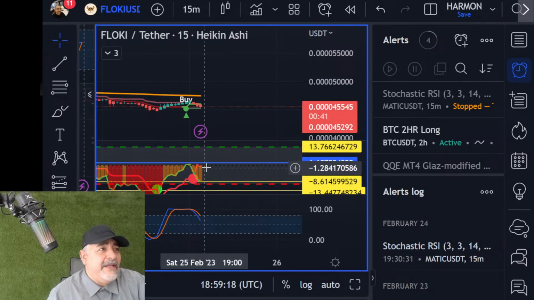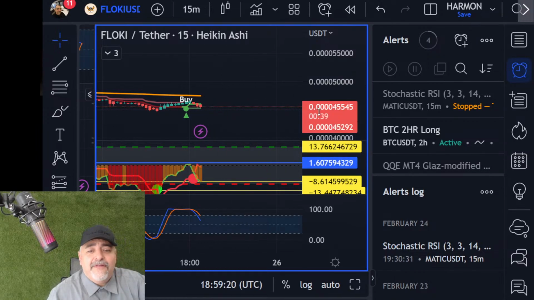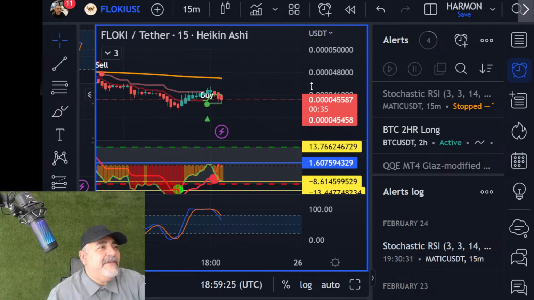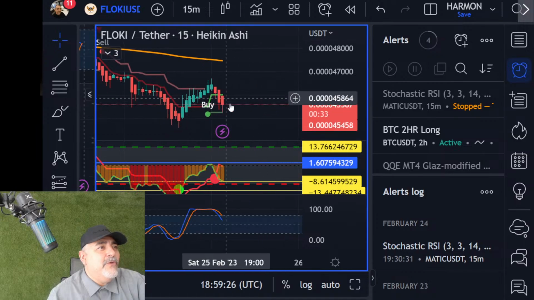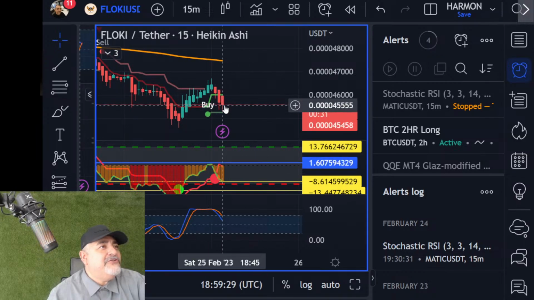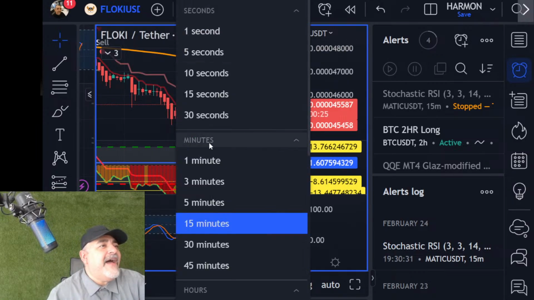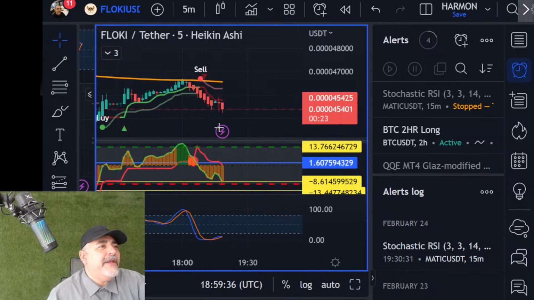Let's get this ready. Floki's ready to go down, guys. This is the action. You can short Floki in a second here as soon as you get a red movement here. Red moon, red trend. You need a 15-minute red trend. So let's move to the 5 minutes so we can find an entry point here.